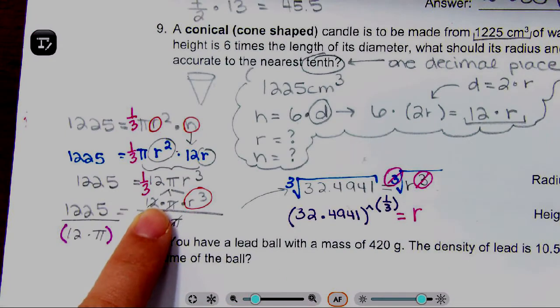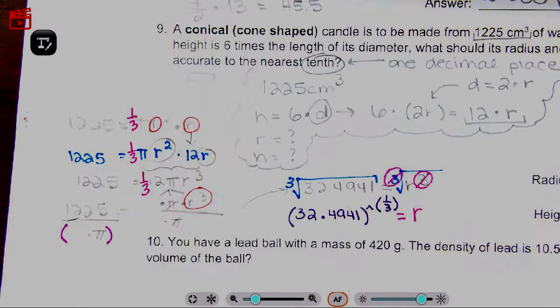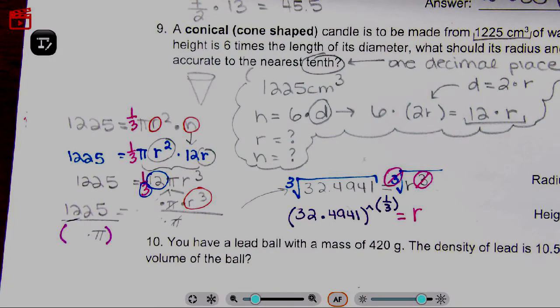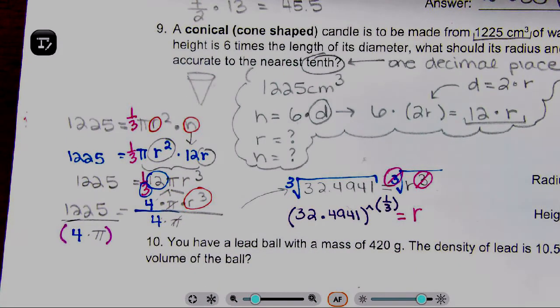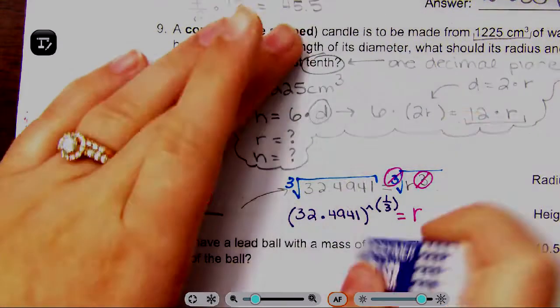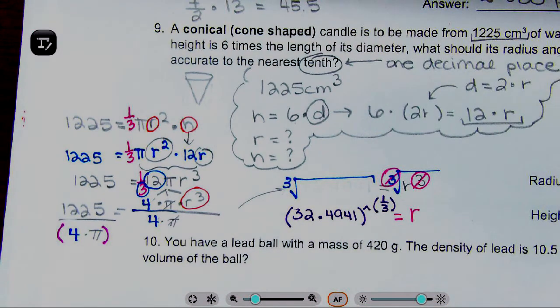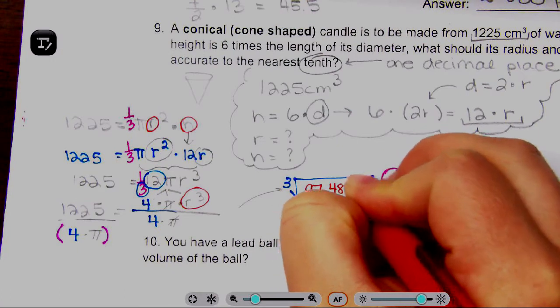So that means when I divided by 12, I didn't have a 12 really. What did I have instead of a 12? Well, I have a 12 and I have a 3. So I have 12 divided by 3. That means I had a 4, not a 12. So I'm going to divide by 4 and not 12, which means this number right here is 1,225 divided by, again, parentheses, 4 pi. And that should give me 97.4824.